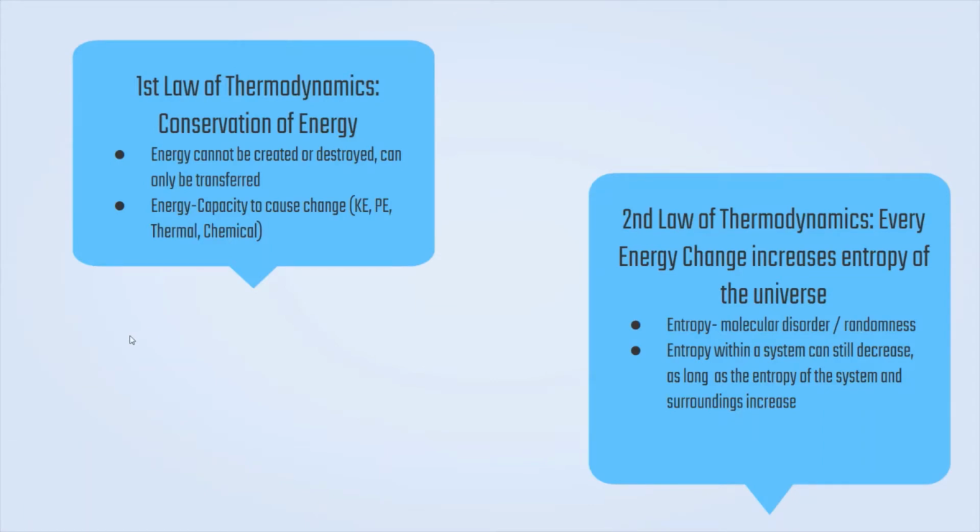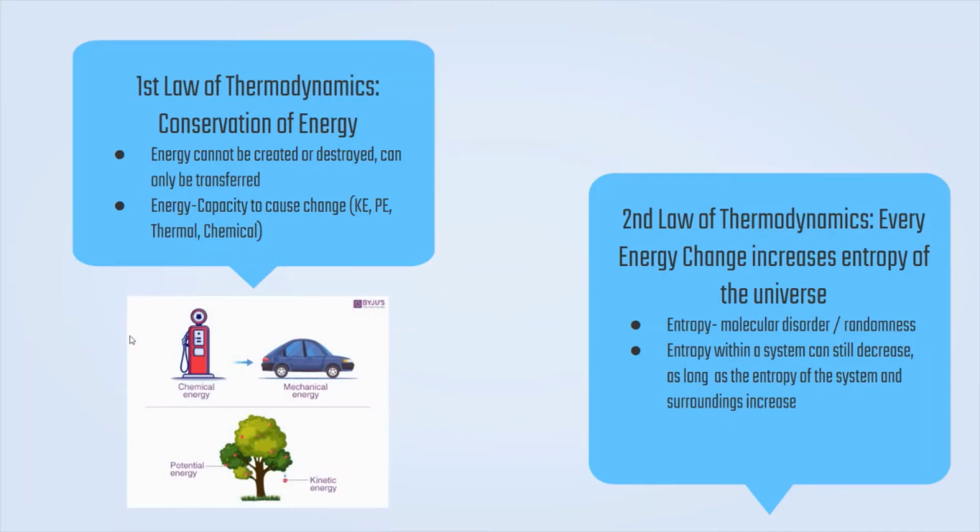The first law is also known as the conservation of energy, and it basically states that energy is not created or destroyed, and the energy is only transferred. And energy is basically the capacity to cause change, such as kinetic energy, potential energy, thermal, and chemical energies. So you can see in this diagram, chemical energy is being transformed to mechanical energy. However, there is no energy that is lost. Rather, it is transferred. And same thing with this apple falling down a tree. Potential energy is being transformed into kinetic energy.